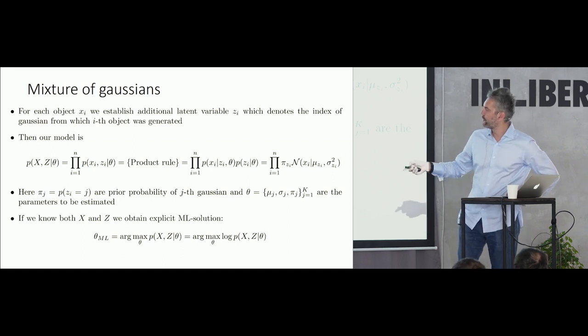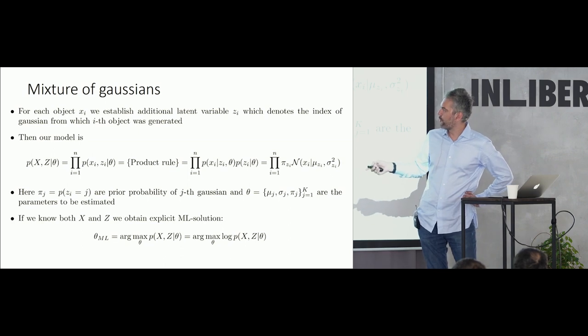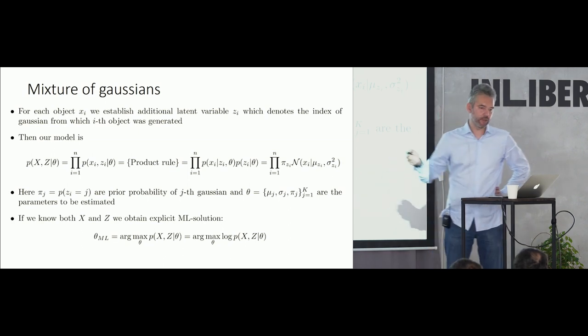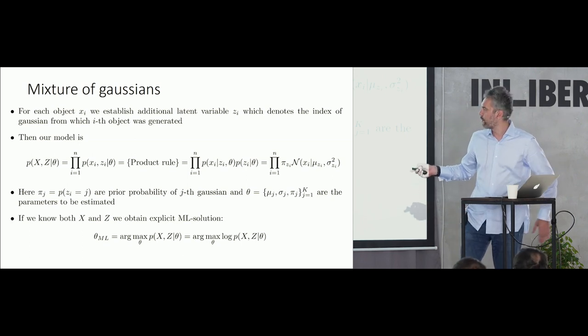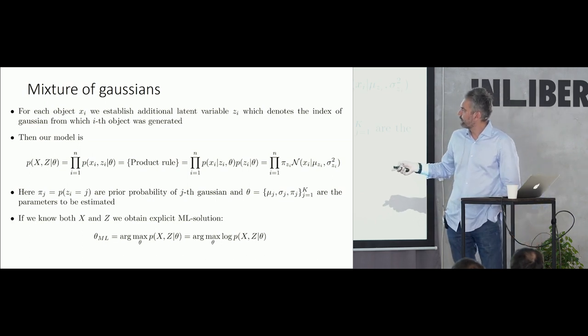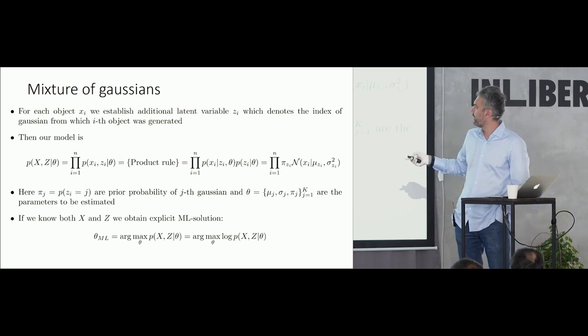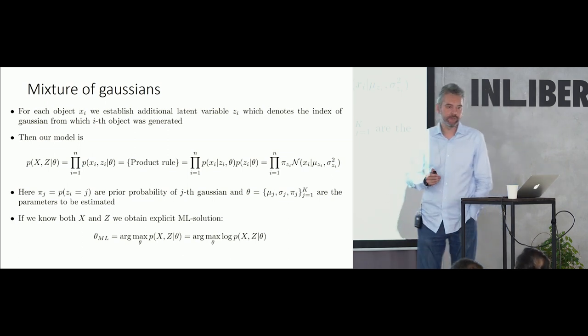So the joint distribution over the set of objects can be factorized as a product of individual objects. So this is a product of P of x_i, z_i given theta. And now we use the product rule and perform further decomposition and split this joint distribution as P of x_i given z_i, theta, times P of z_i given theta.